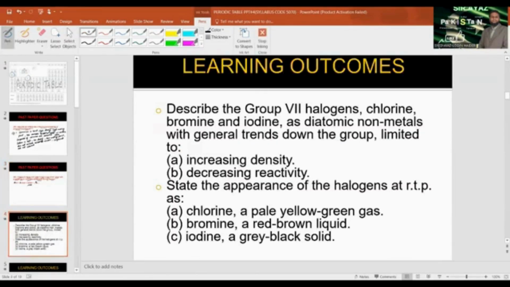So here we have the learning outcomes of this video lesson. Describe the group 7 halogens, chlorine, bromine, and iodine as diatomic non-metals with general trends down the group, limited to increasing density, decreasing reactivity. State the appearance of the halogens at RTP as chlorine, a pale yellow-green gas, bromine, a red-brown liquid, iodine, a gray-black solid.